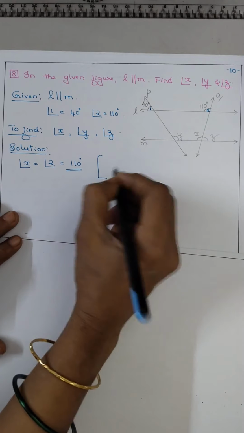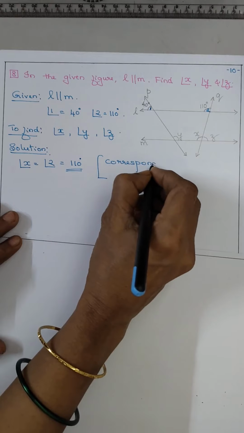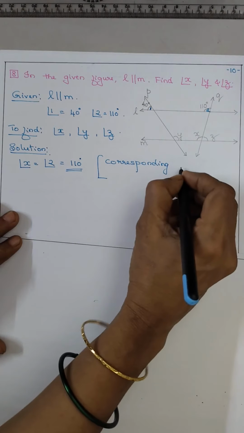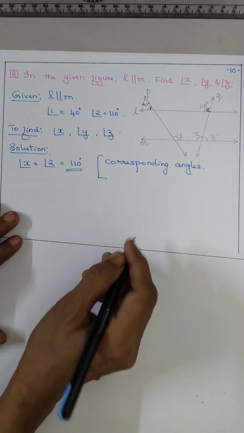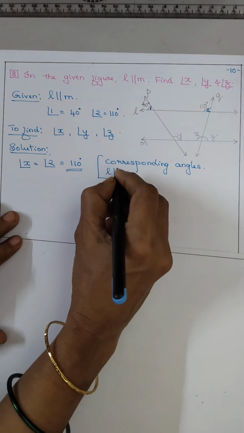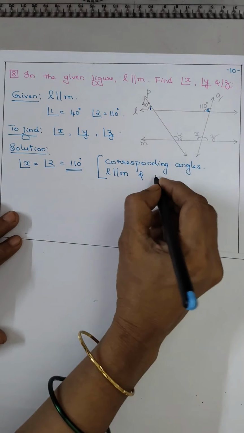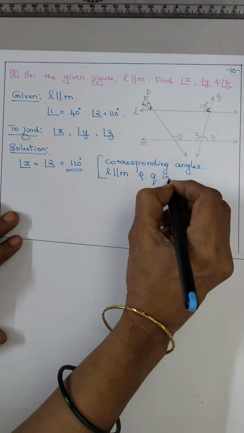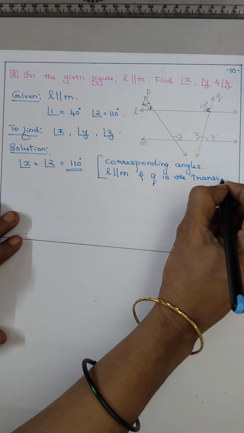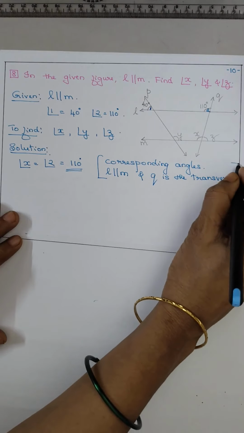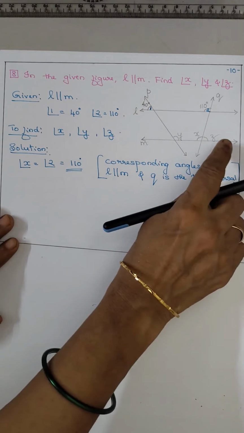So you will be writing corresponding angles. Mention which two lines you have taken: L is parallel to M and you have taken Q as the transversal. Okay, X you got. Now Z.